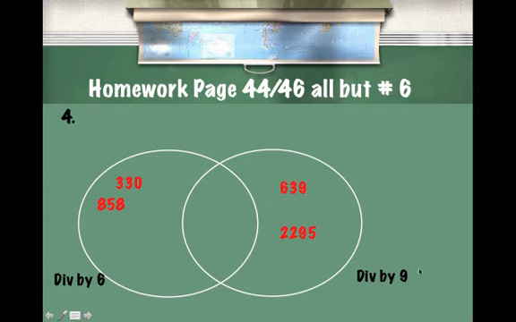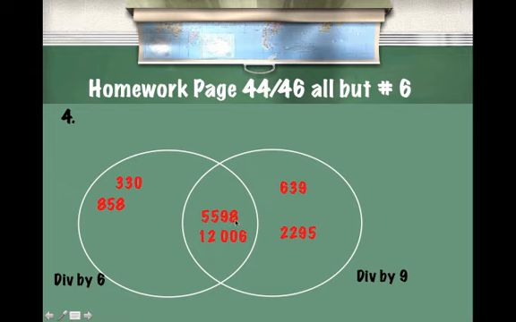Both of these numbers are divisible by 9 because if you add them up, the sum of the digits equals a multiple of 9. They both equal 18 in this case. For the next number, if you add all of these digits up, 5 plus 5 is 10, plus 9 is 19, plus 8 is 27. 27 is a multiple of 9.